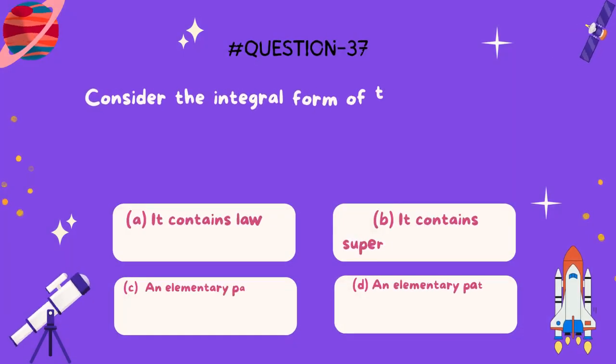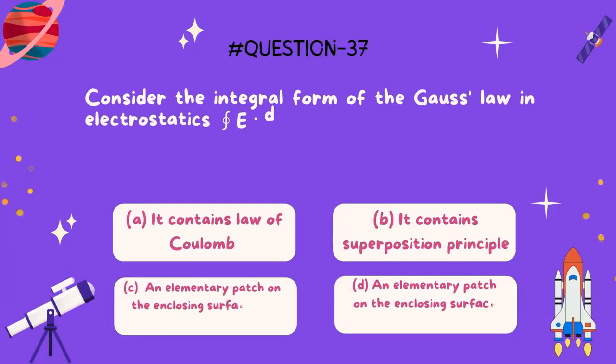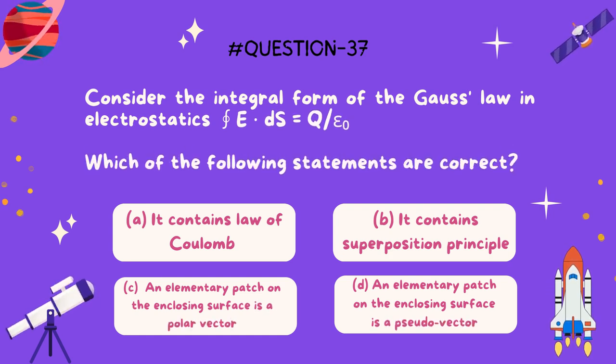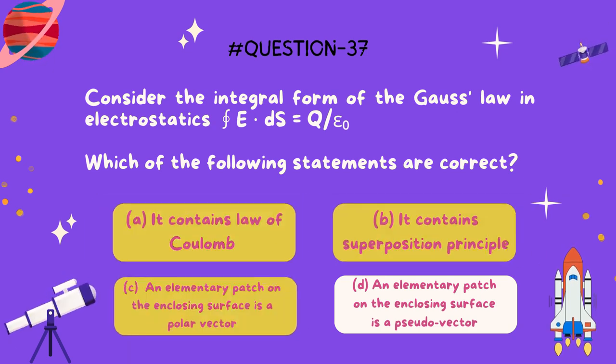37. Consider the integral form of Gauss's law in electrostatics: contour integral of E dot dS equals q divided by epsilon sub 0. Which of the following statements are correct? A. It contains law of Coulomb. B. It contains superposition principle. C. An elementary patch on the enclosing surface is a polar vector. D. An elementary patch on the enclosing surface is a pseudo-vector. Correct answer: A, B, and C.